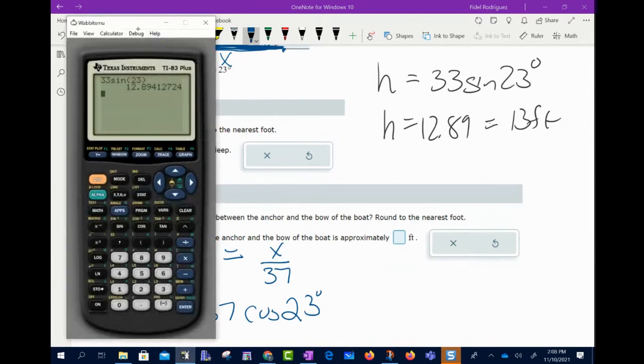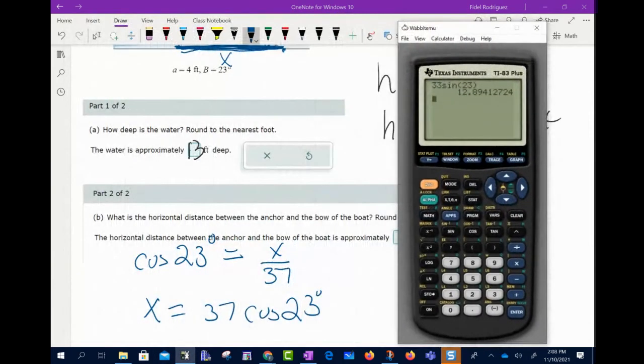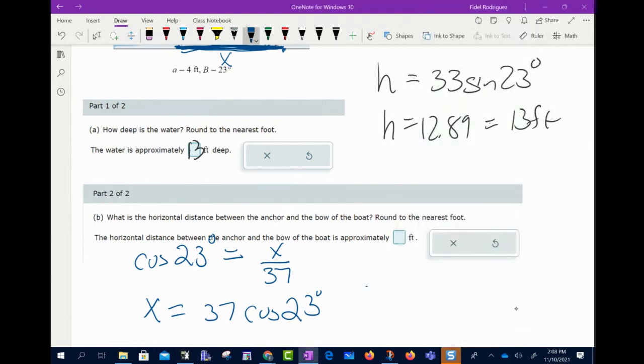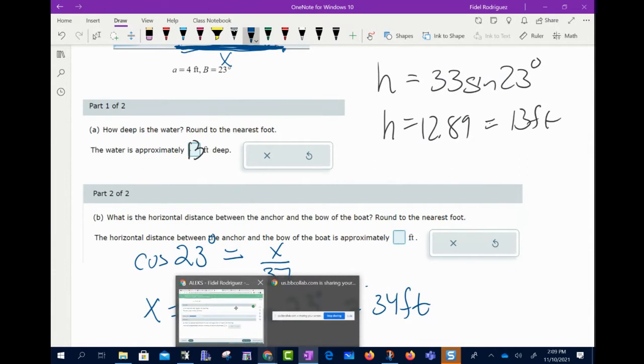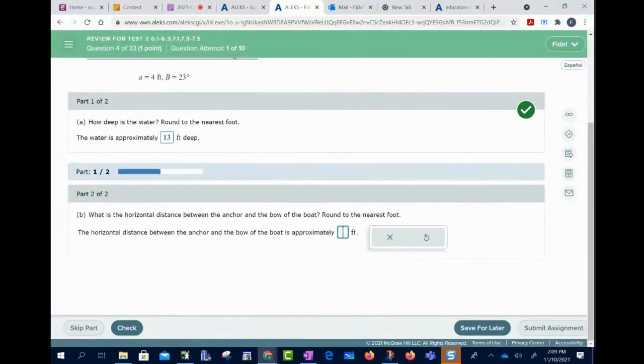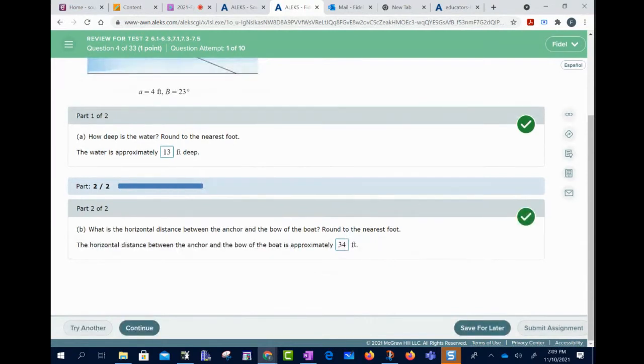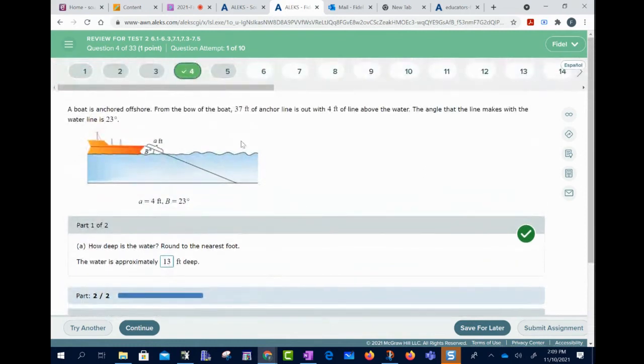And again, I'm going to grab my calculator. Let me do this over here so you can see everything. So 37 times the cosine of 23 degrees. And I'm coming up with 34.05. And I think it's still asking me to go to the nearest foot. So y'all agree that'd be about 34 feet if it was 34.05? Okay, excellent. So right here, we're going to type in 34, and we're going to go check. Boom, and we got it. Okay, good question, good question.